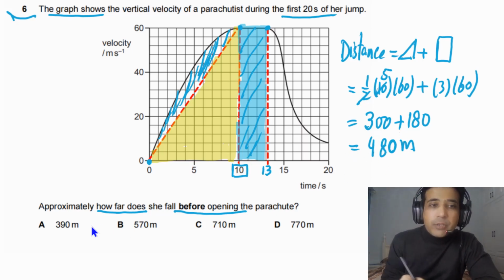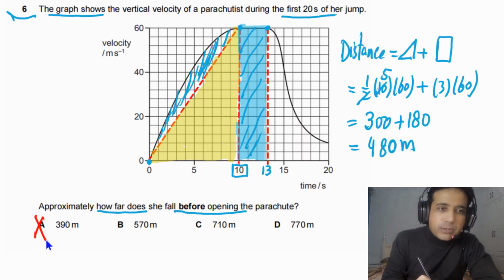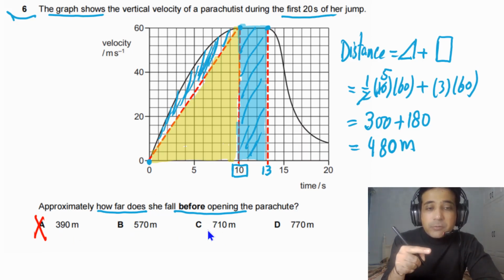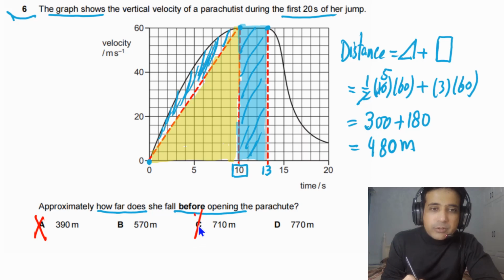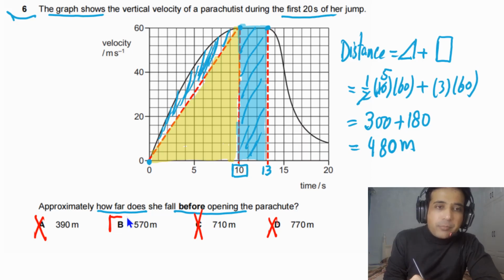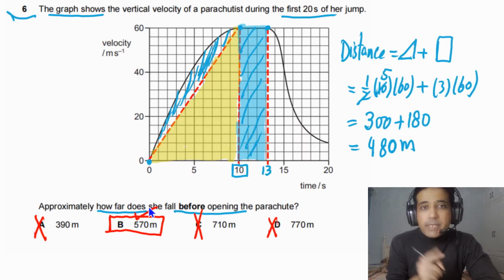So the first option is not possible because this is less than 480, and this is not possible because this is way too big. This is also not possible. So the answer should be close to 480. The best approximation in this case can be B, and B is our right answer. So this is how you can approach this type of problem. I hope this one is clear.